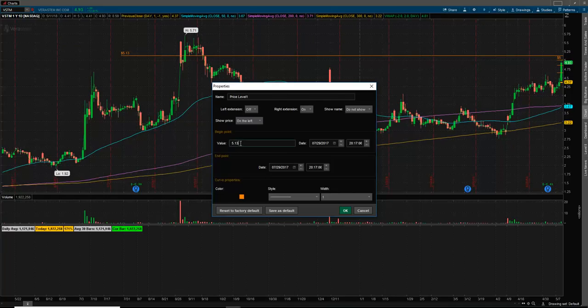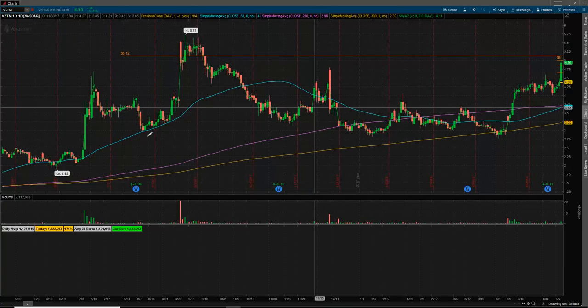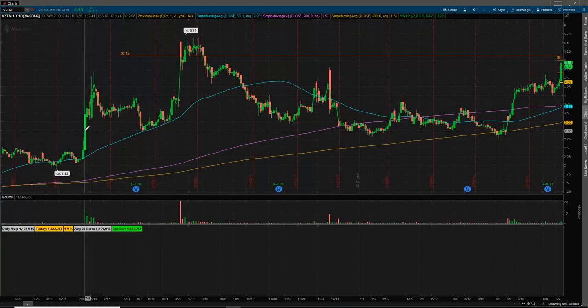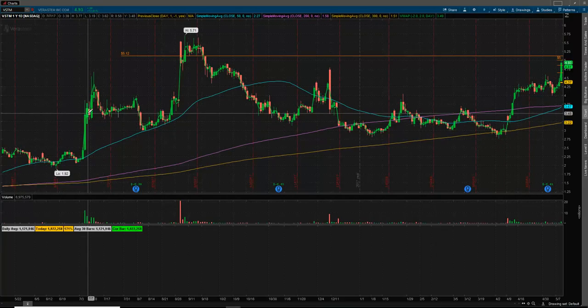So it can test this 512 level and get rejected and just crap. Once it got up this high, you can see it gave it back. But the last time it had a big strong green day like this, look what happened. The next day it had another green day. It opened at 339, hit a high of 377.